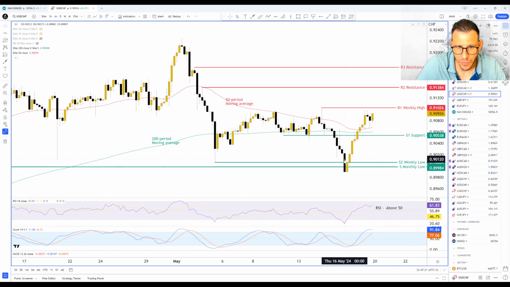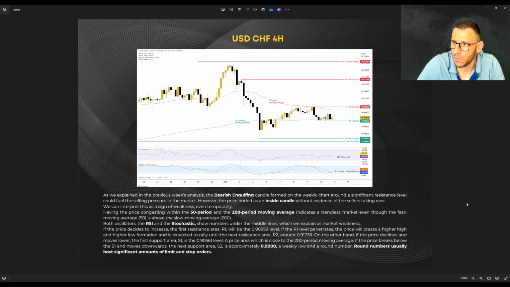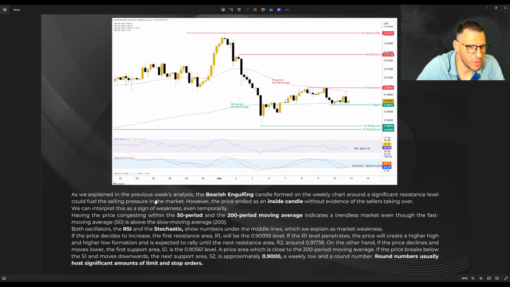Okay, so let's check the USD Swissy first. And we also want to bring the relevant text of this currency pair that we posted on the channel, I think a couple of weeks ago. So here is the text we sent. As we explained in the previous week's analysis, the bearish engulfing candle formed on the weekly chart. So I'm telling you that it was a bearish engulfing candle on the weekly chart, and it was around a significant level of resistance that could fuel the selling pressure in the market.